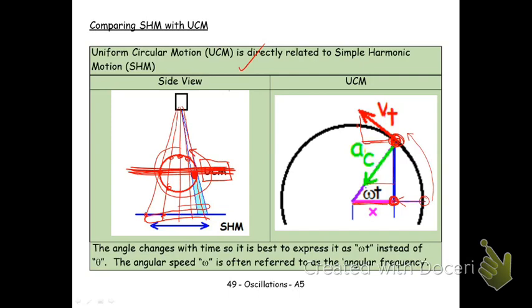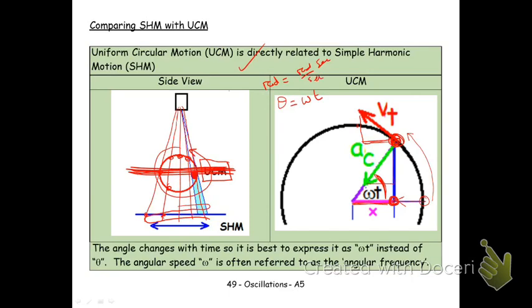The angle changes with time, so it's best to express it. As this thing goes backwards and forwards, time is changing. I suppose traditionally I like to call this theta. In radians, doesn't matter. But theta must depend upon time. It's the angular velocity times time: radians is equal to radians per second times seconds.